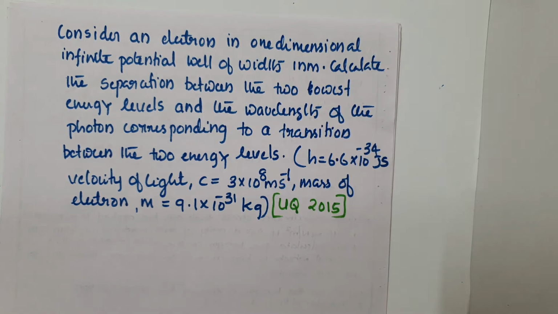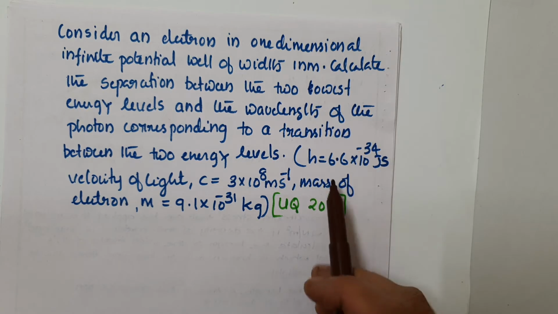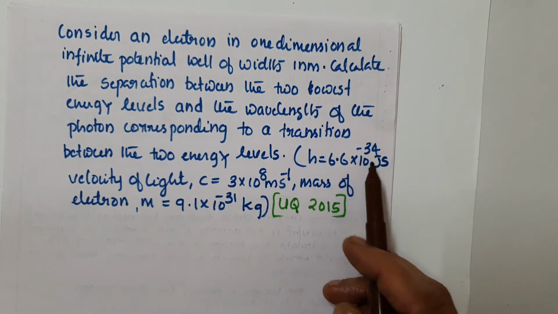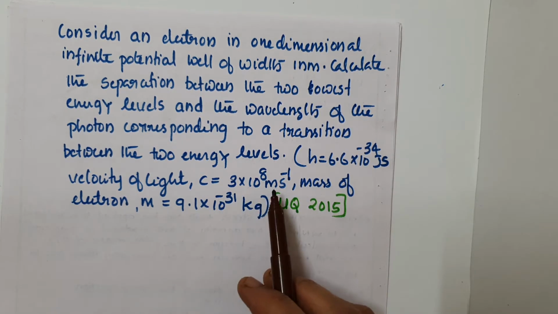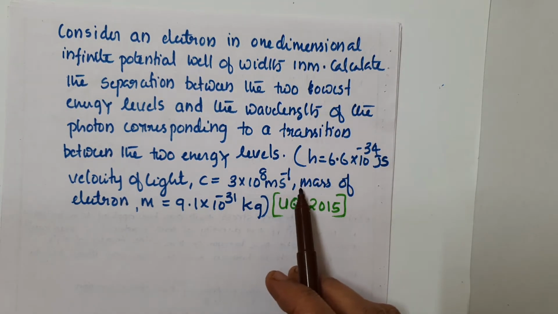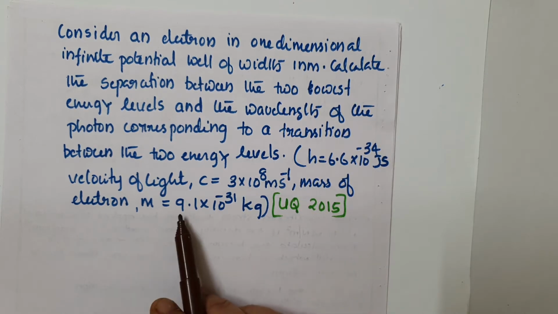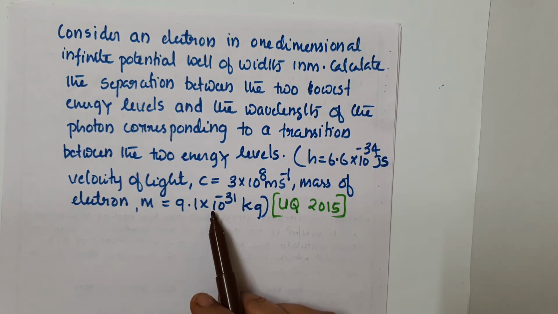Consider an electron in a one-dimensional infinite potential well of width 1 nanometer. Calculate the separation between the two lowest energy levels and the wavelength of the photon corresponding to a transition between the two energy levels. Given h is equal to 6.6 into 10 raised to minus 34 joule second, velocity of light c is equal to 3 into 10 raised to 8 meter per second, mass of the electron m is equal to 9.1 into 10 raised to minus 31 kilogram.